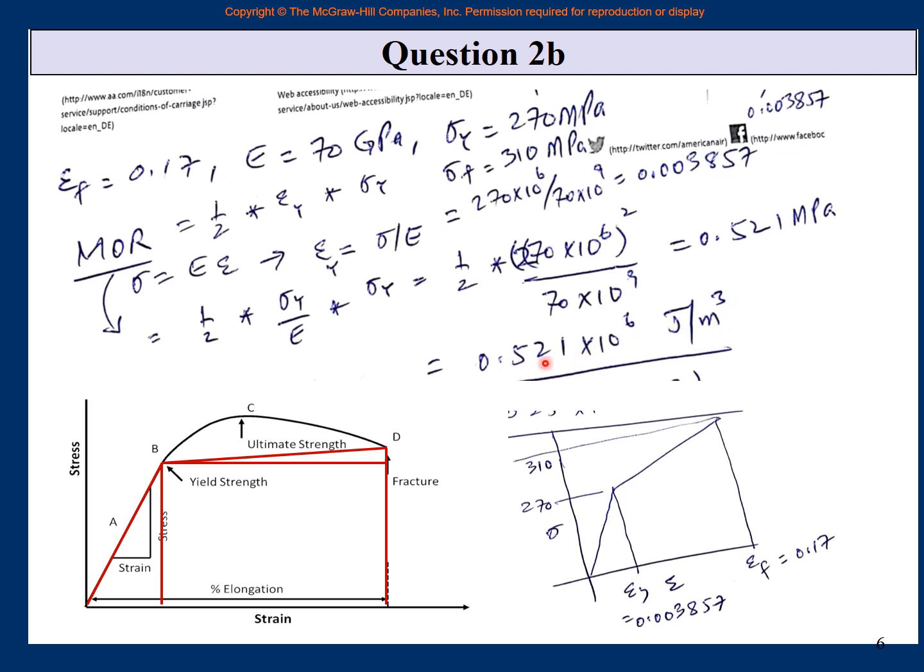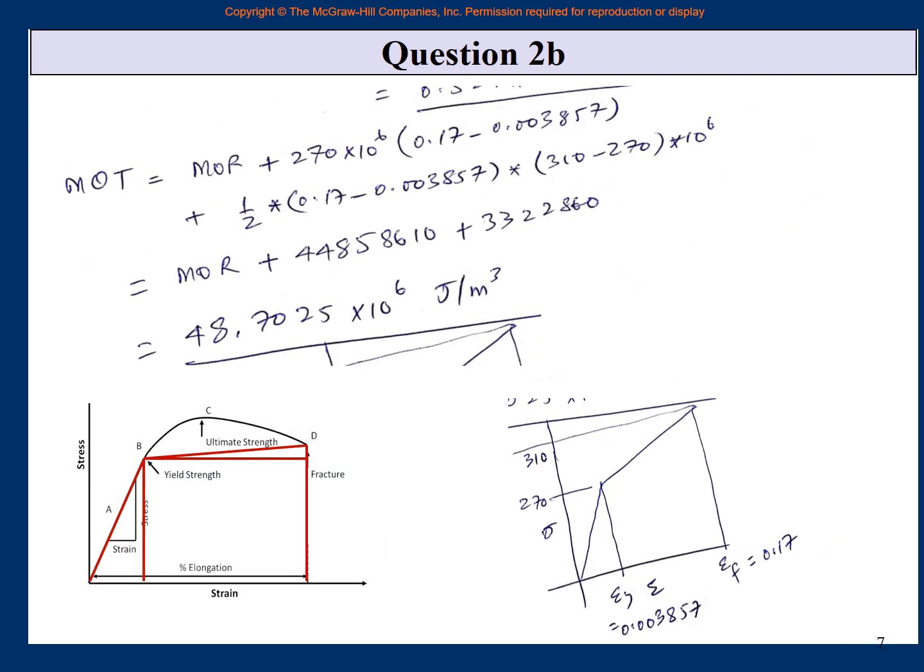So you can write megajoule. I am writing 0.521 into 10 raised to 6. So either you write into 10 raised to 6 joule per meter cube, or remove the 10 raised to 6 and write 0.521 mega, capital M, joule per meter cube. So this will be the correct answer. Otherwise your calculations are right, but your unit is a stress unit, not an energy unit. So this was the first part, the modulus of resilience.